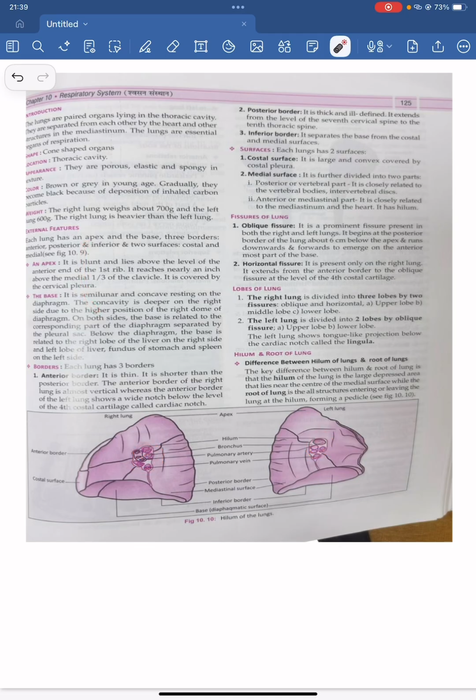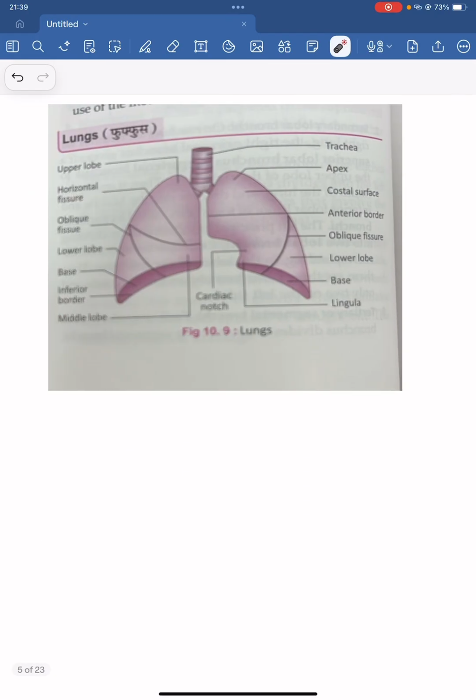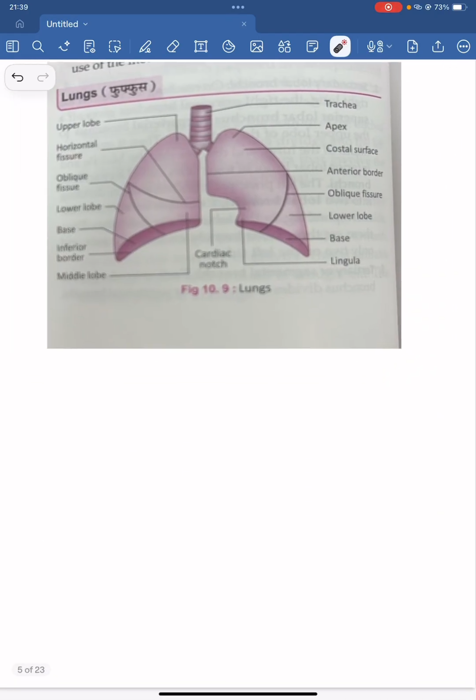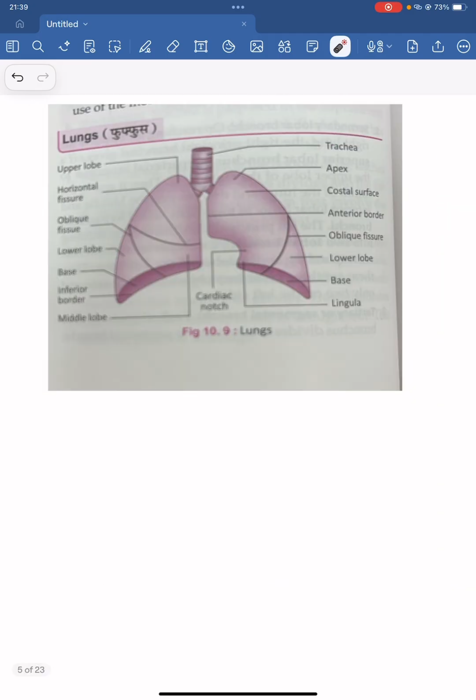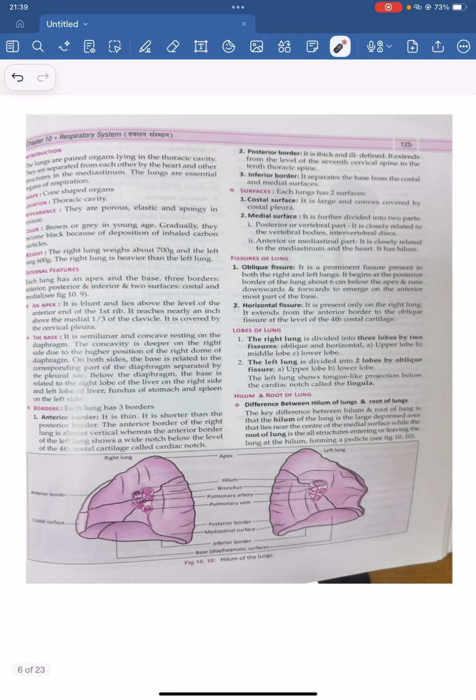The anterior border of the right lung is almost vertical, as you can see in the image. It is vertical, and in the left it shows a wide notch. You can see the notch in the left lung due to the presence of the cardiac notch at the level of the fourth costal cartilage.